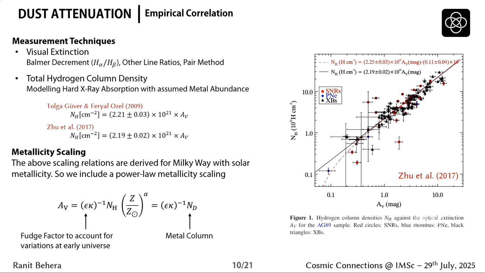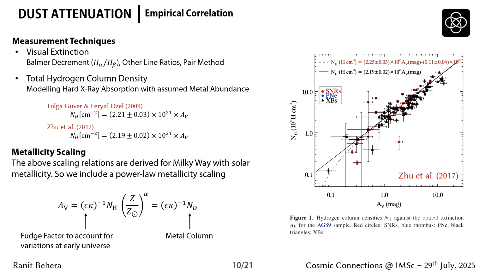And they find a correlation between those two quantities, and you also expect it from theoretical grounds. These, by the way, are points from the Milky Way galaxy with supernova remnants, planetary nebulae, and X-ray binaries. But when we apply it to all the other galaxies, we have to account for the metallicity different galaxies have, which is scaled with a power law here. So this relation between visual extinction and hydrogen column density, we scale with the power law, and these two terms become the metal column. Then we apply a factor, kappa, which is coming from here. Then we account for a factor for the variations in the cosmic dawn, early universe case.